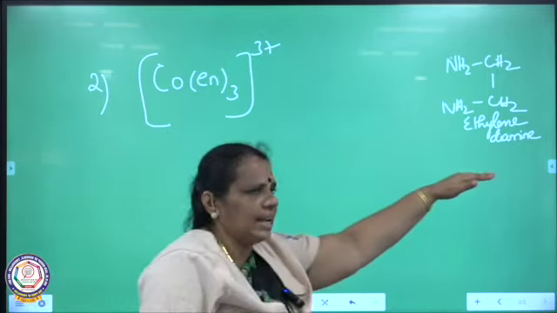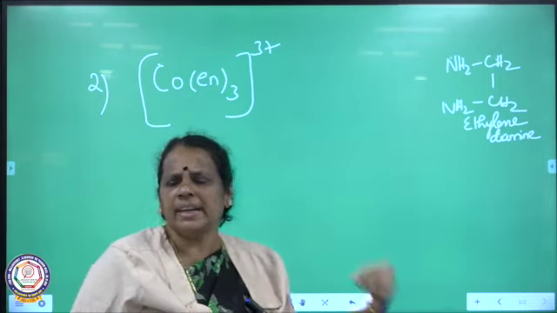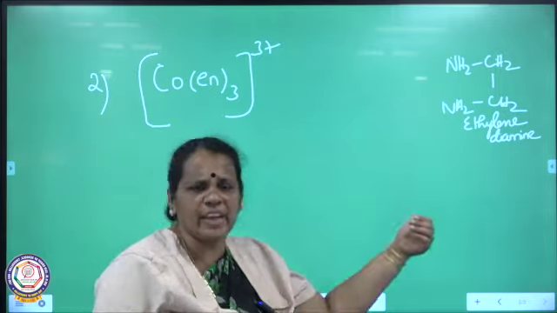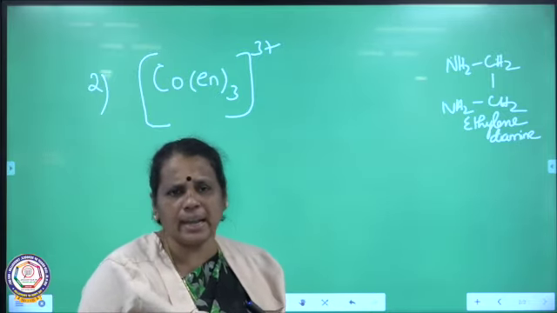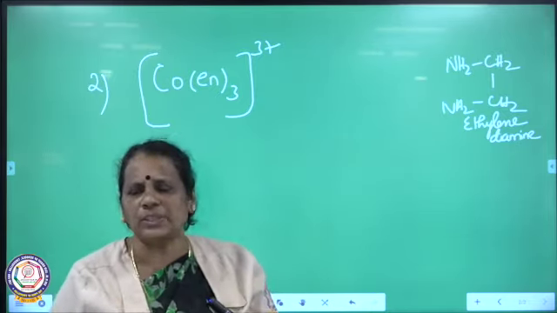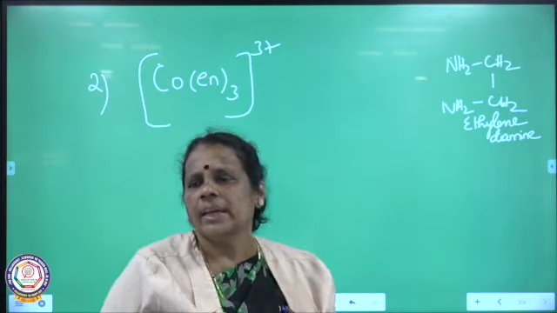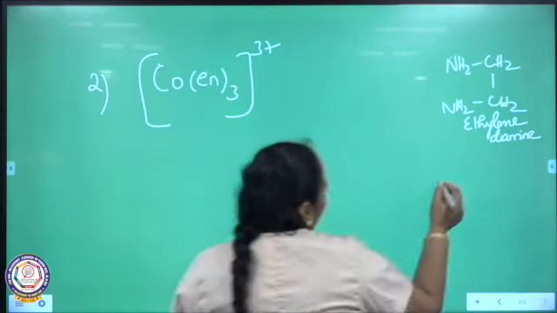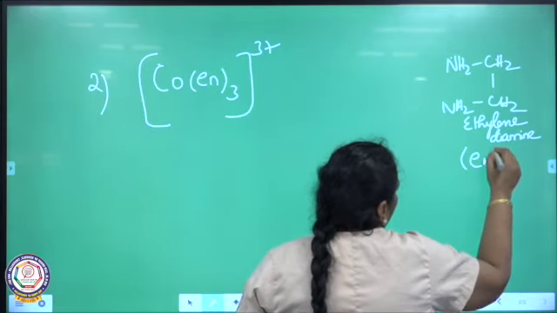So, this is ethylene diamine. Usually, it is a bidentate ligand. So, there are 2 donor atoms here. So, we can quote this example for bidentate ligand. Here, I am going to use the ligand abbreviation. Instead of writing ethylene diamine, we can write the simplified form as EN.